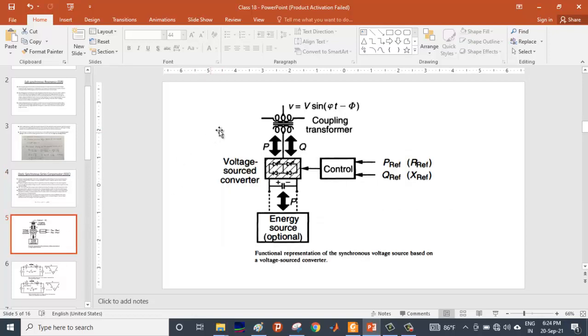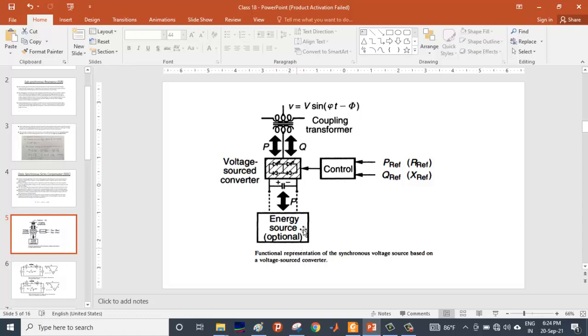So this is how it is connected. This is the transmission line. This is the coupling transformer, and we have the voltage source converter. In the earlier case, this transformer was not connected in series with the line. You will see that its output was connected directly to the transmission line. The STATCOM was connected in parallel to the transmission line, between the line and the ground, but this is connected in series with the transmission line.